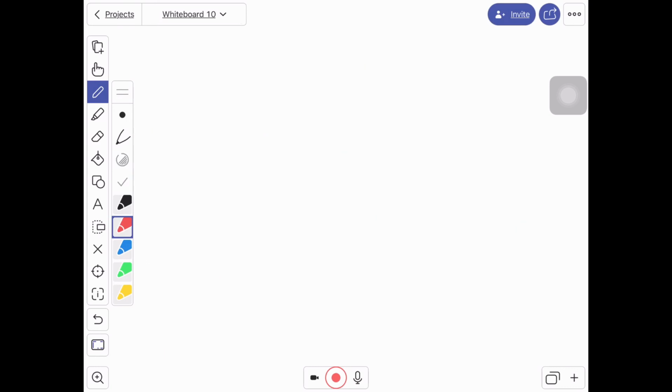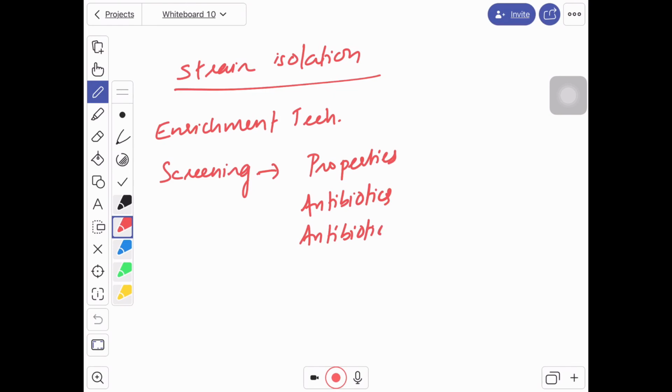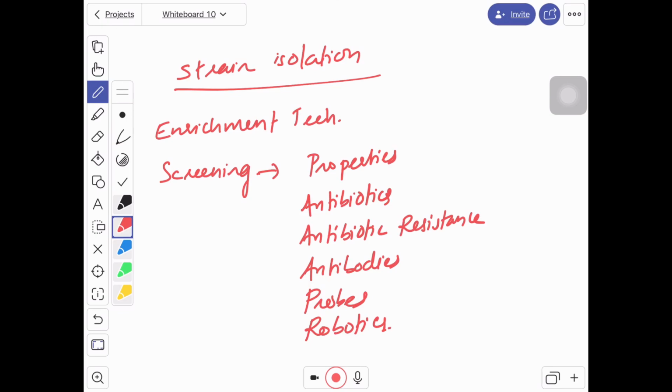We will have a snapshot: strain isolation. First one was enrichment. After enrichment, further screening by their properties: antibiotics, antibiotic resistance. Then by using antibodies, using probes, using robotics. That's all. Strain isolation.